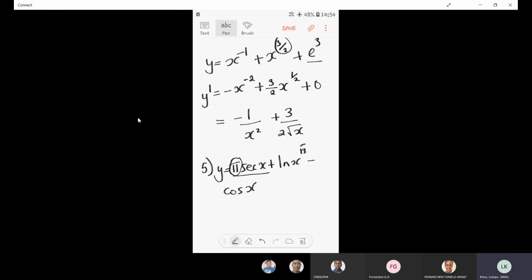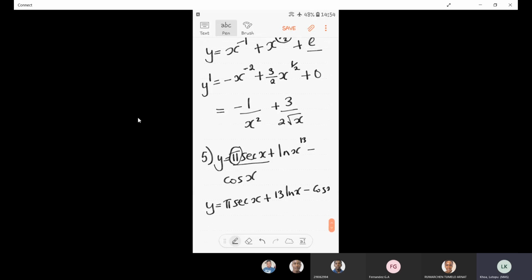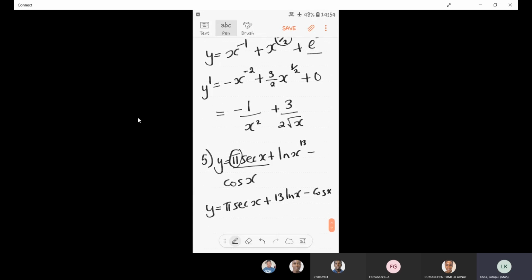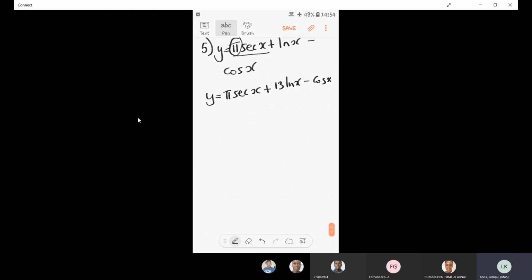And then this 13 over here, we know from our laws of logarithms is that it can come down. So I can just rewrite this function. I'll have y is equal to pi sec x plus 13 ln of x minus cos x. Okay, and then the derivative of cos x we proved is minus sine x. And there it is, D7 on your table. So work out the derivative.